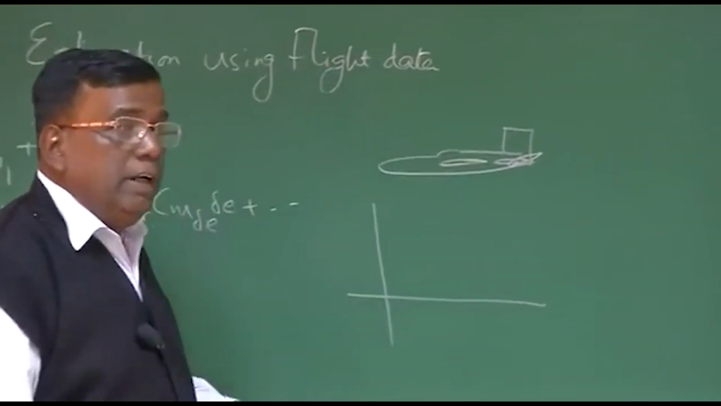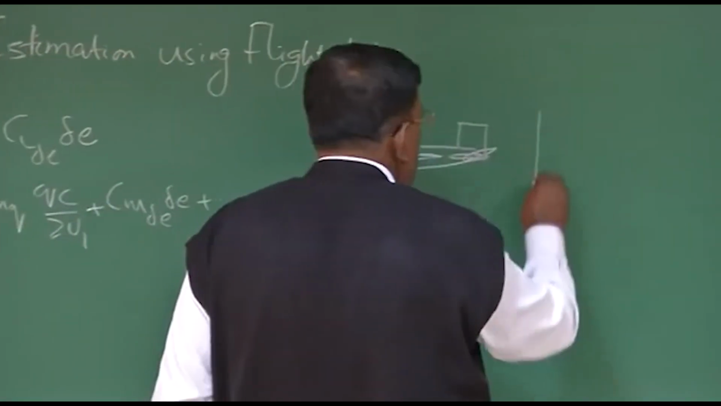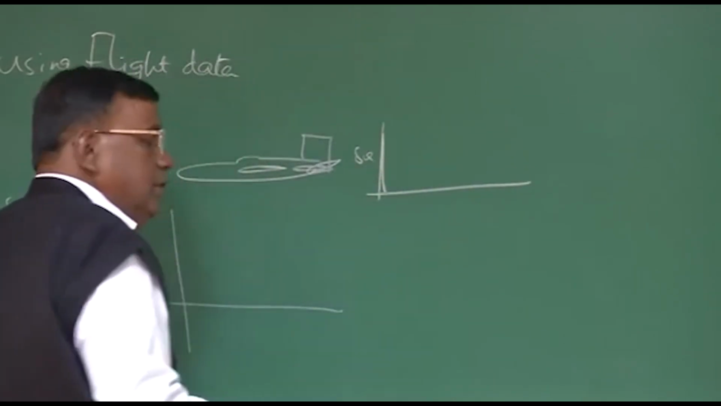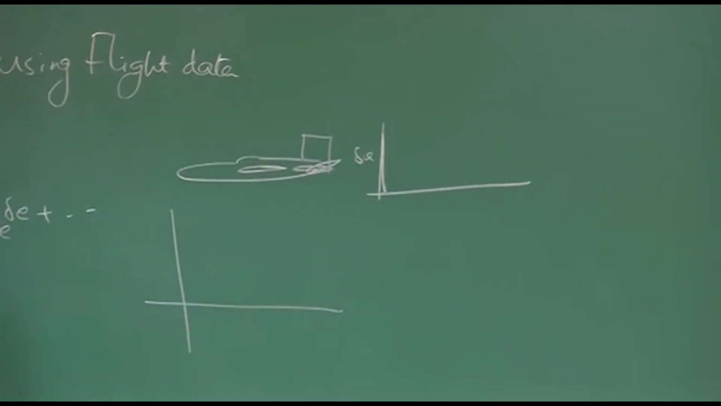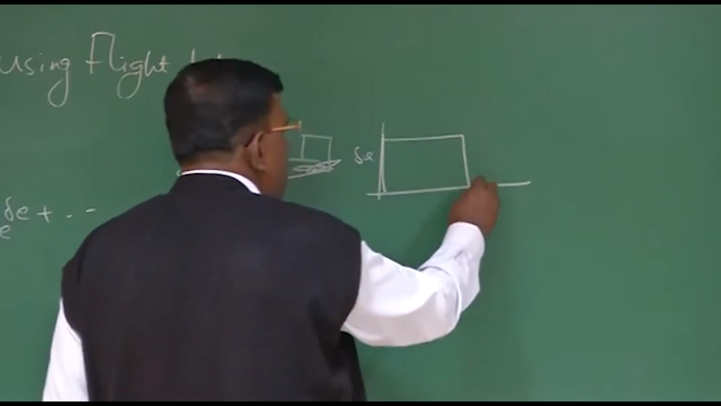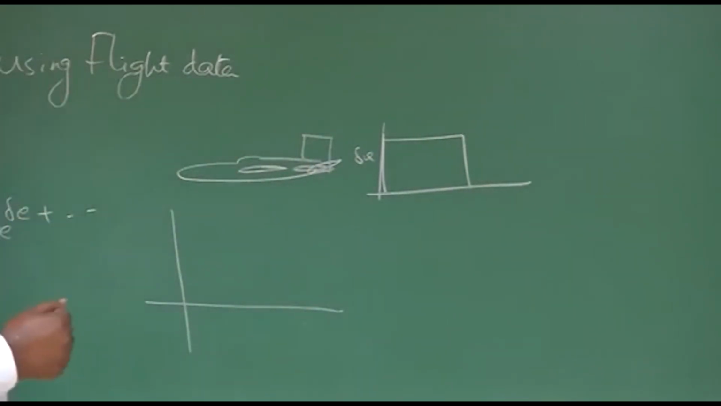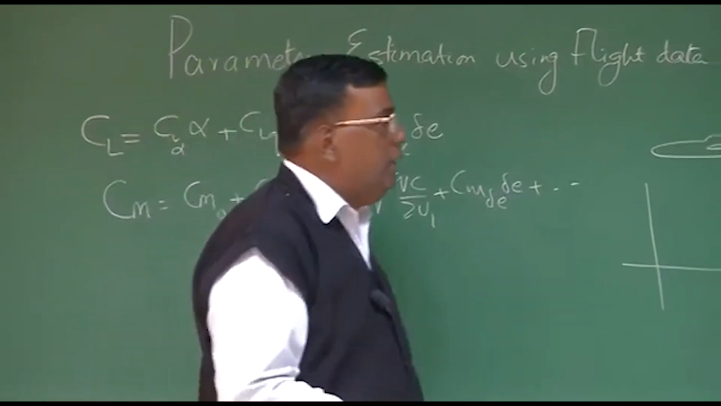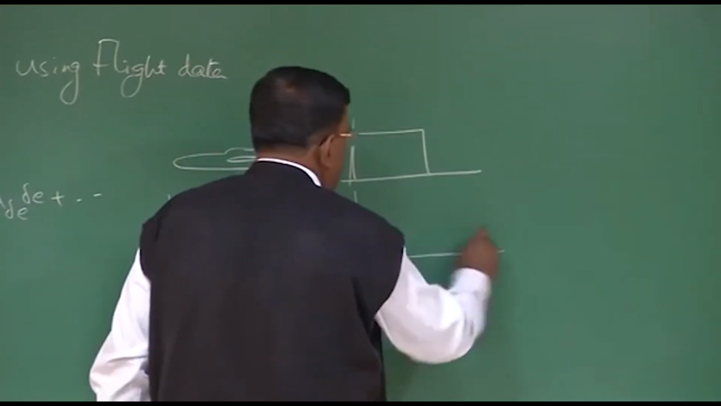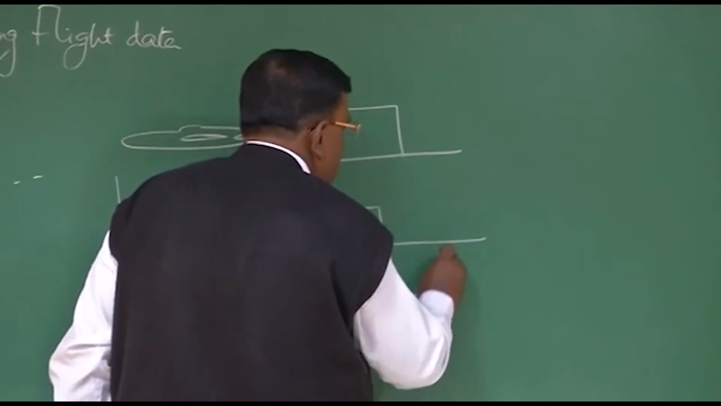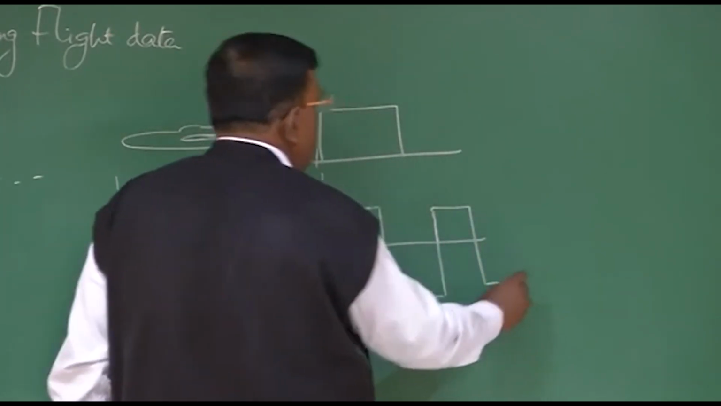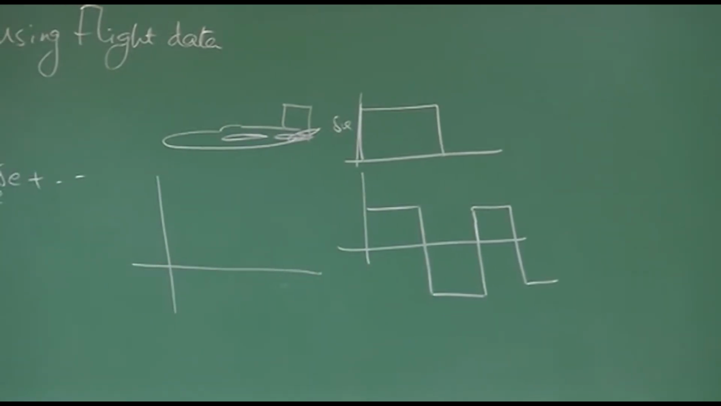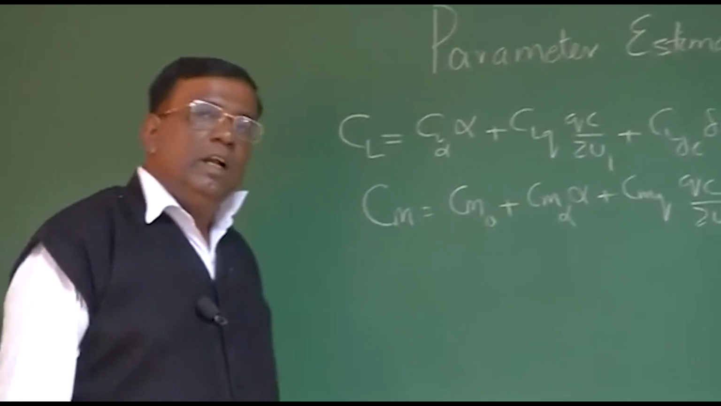And I can give different types of elevator input. I can give an elevator input something like this. A simple impulse, I give it and immediately take it back. I can give a pulse type input, I hold it and bring it back. I am holding the elevator at 3 degrees for 1 second, again taking it back. I can do it like this: I hold it, then give a negative deflection, again I take it up. So I can give a multi-pulse input. Depending upon the type of elevator input I am giving, the airplane will generate its own longitudinal dynamics.